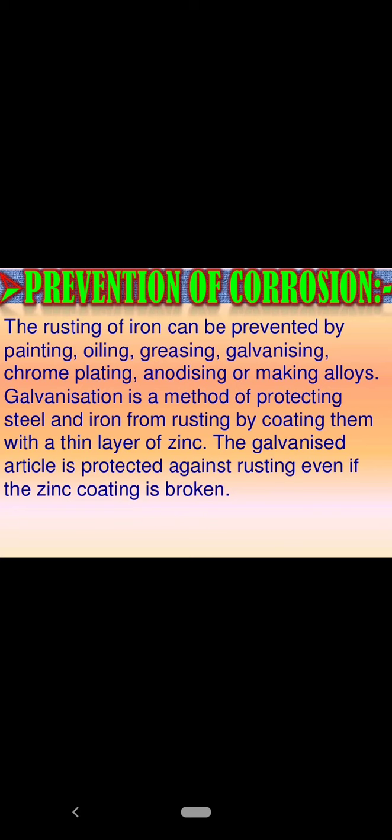Now what is galvanization? Galvanization is a method in which we can protect metals like steel and iron from rusting by coating them with a thin layer of zinc. By galvanizing an article, we can prevent rusting even if the zinc coating is broken.